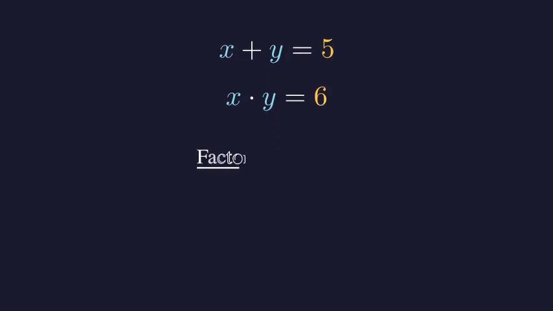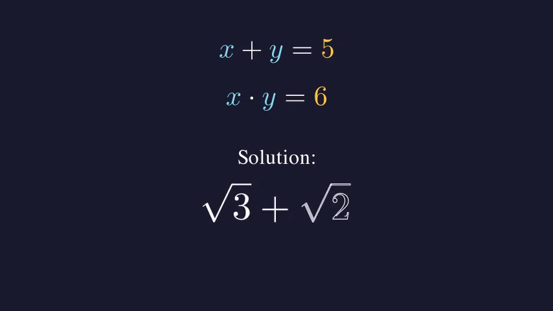Think about the factors of 6. 1 and 6 do not work because they add to 7. However, 2 and 3 work perfectly. 2 plus 3 is 5, and 2 times 3 is 6. Therefore, we can confidently replace x with 3 and y with 2. The entire nested radical simplifies down to the square root of 3 plus the square root of 2.